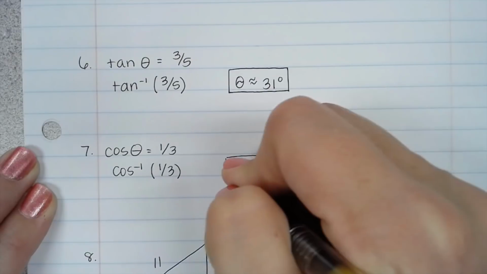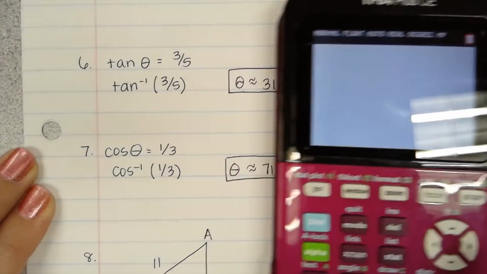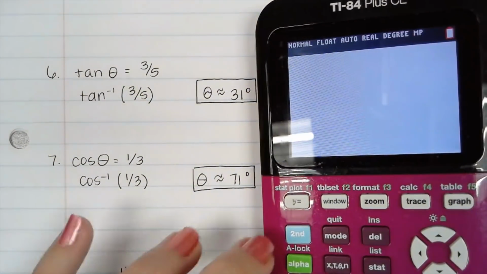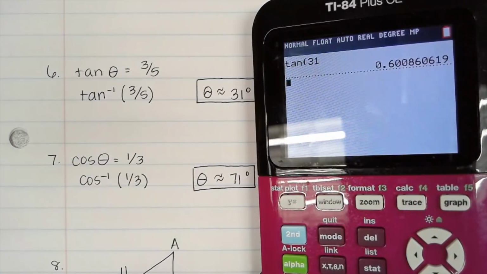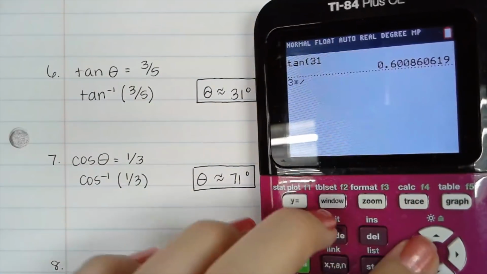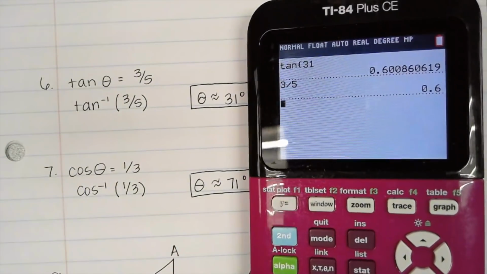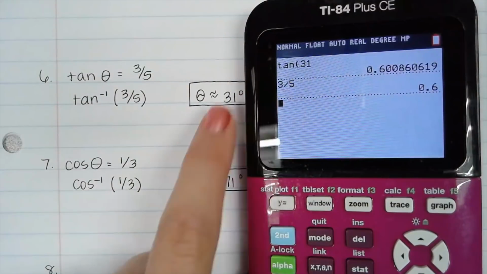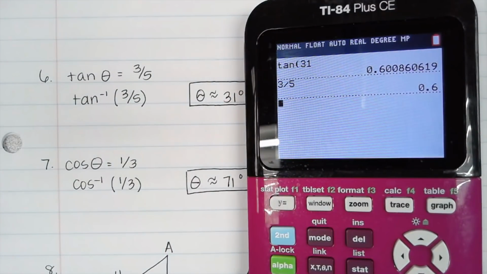What's helpful about going backwards is that you can always check your work and go the opposite direction. So I'll show you an example of that here. The tangent of 31 degrees is a little bit bigger than 0.6, and 3 divided by 5 is exactly 0.6. So that's how you can know that you did it right, because when you go backwards and type in regular tangent with this number next to it, it gives you approximately what that decimal is.